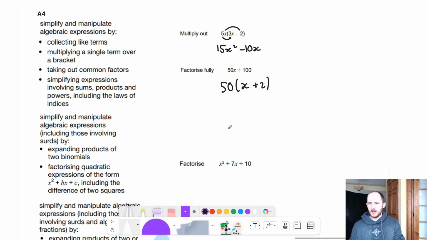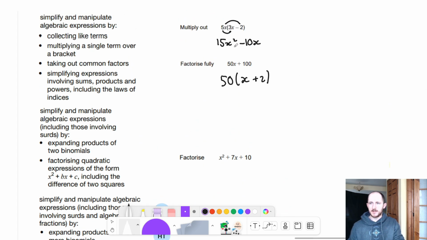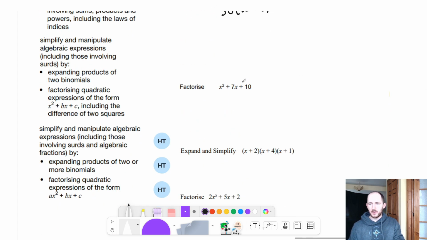So continuing on, we have simplifying and manipulating algebraic expressions, but this time it could be with two brackets instead of just a single number on the outside. So we need to be able to factorise these and expand them, which I'm going to show you over here. Although this is a higher topic, the first part is going to be useful for foundation as well, because I'm going to show you how to expand double brackets.